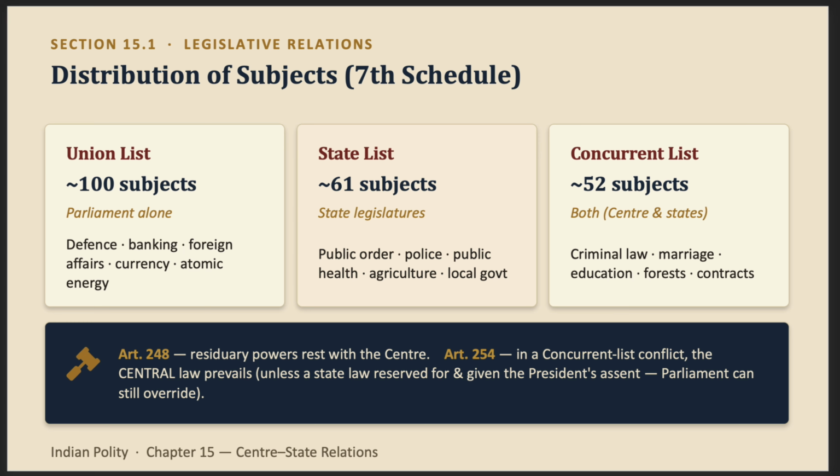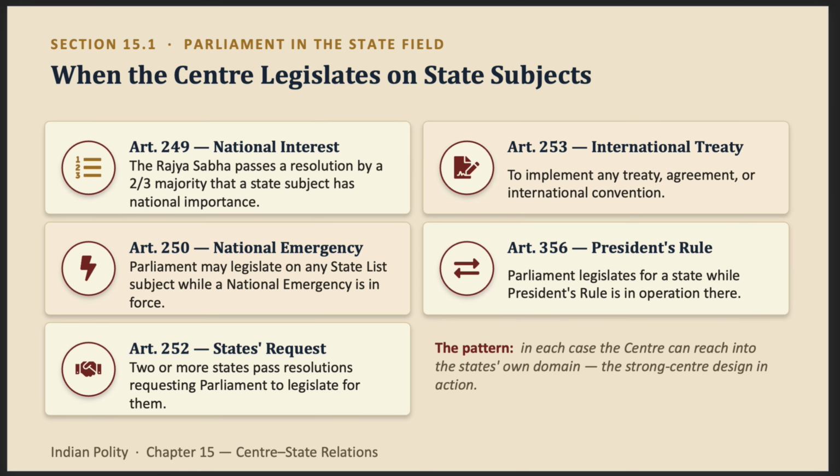But wait, what about the state list itself? You mentioned the states have primary authority there. They do, generally. But under what specific circumstances can Parliament reach right past the state government and legislate on a state subject like agriculture or public order? Okay, this is key. There are 5 extraordinary scenarios where Parliament steps directly into the state field. And I'm telling you, they appear constantly in exam questions.